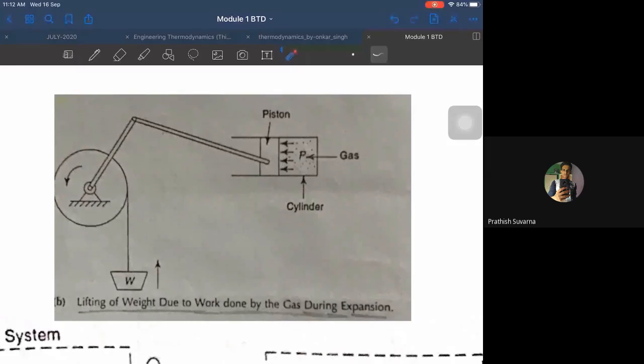Nitin George. Nitin George. Nitin George. It's not there. Okay. Nitin George. Okay. Sabit. Yes, sir. So can you just tell me what is the thermodynamic definition of work?